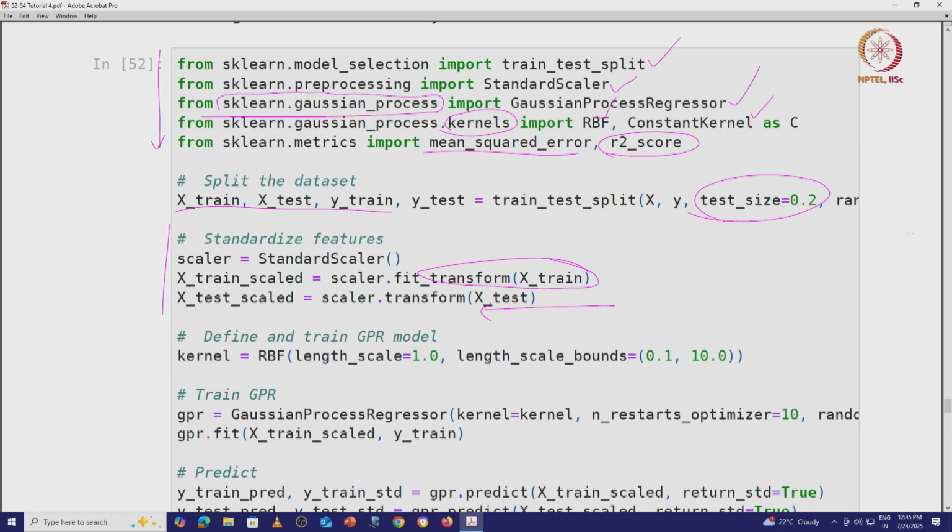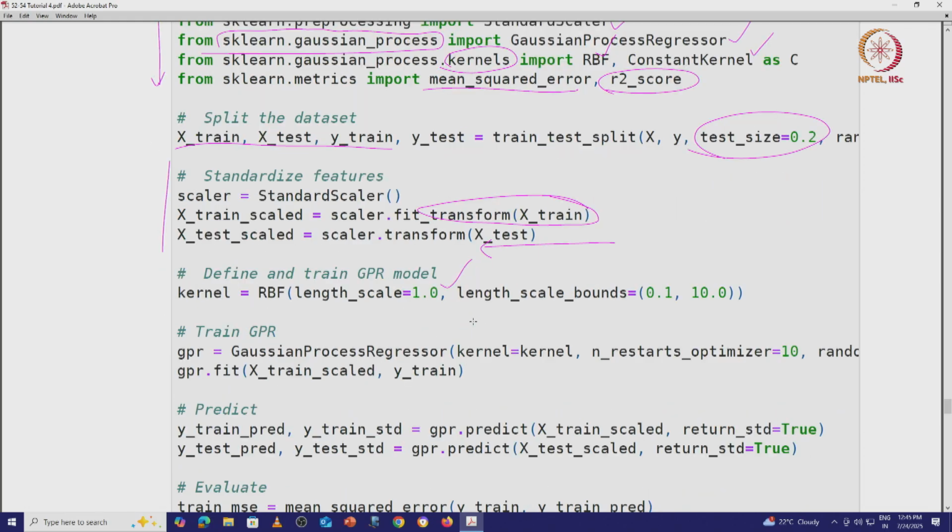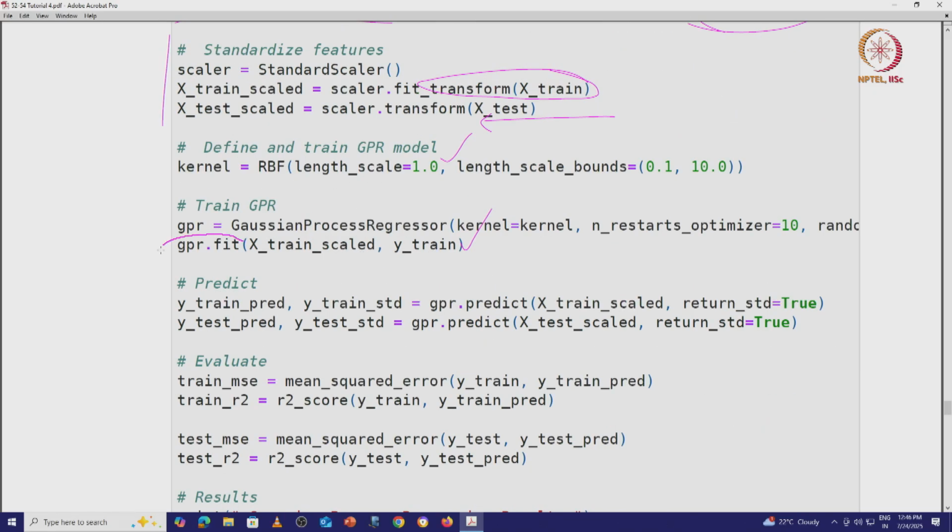Now we are defining the kernel here, which is the RBF kernel. We have to define the length scale as well as the length scale bounds here, and then we can train the Gaussian process regression model. You have to specify the kernel, the random state, and the number of restarts that the optimizer will do, and finally you are able to train the GPR model. With this fitted model you can make predictions on the scaled training data and then on the scaled testing data as well.